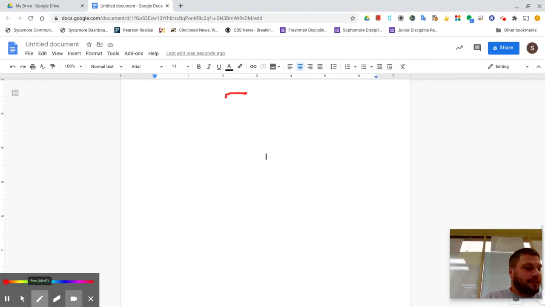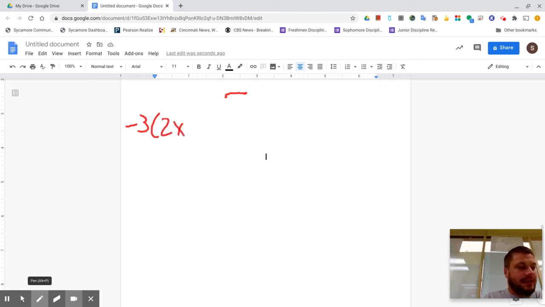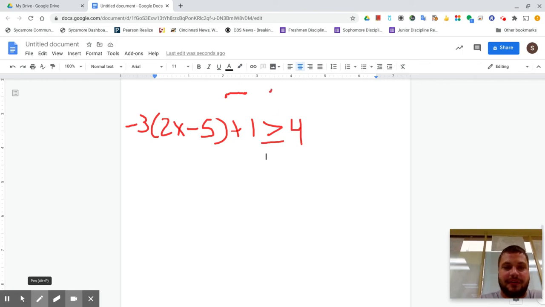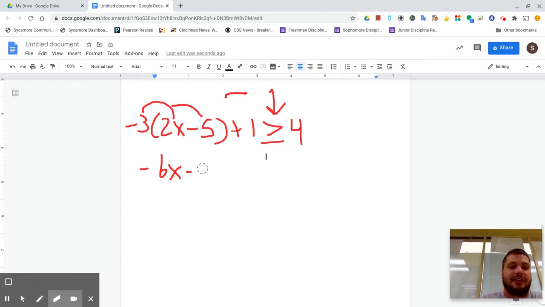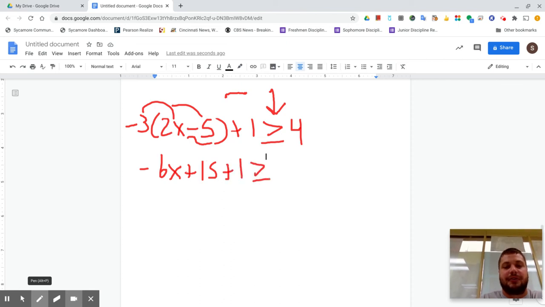Okay, here we go. What if we had negative 3 times 2x minus 5, plus 1 is greater than or equal to 4? Now this is an inequality because this is no longer an equal sign. It is an inequality symbol, greater than or equal to. So I still do step one, which is distribute: negative 6x. Now I distribute the negative 3 to the negative 5, which of course is positive 15, plus 1 is greater than or equal to 4.